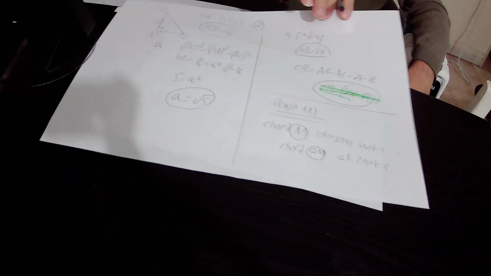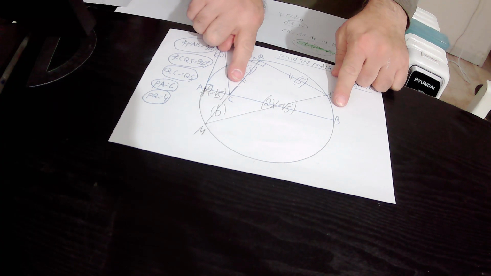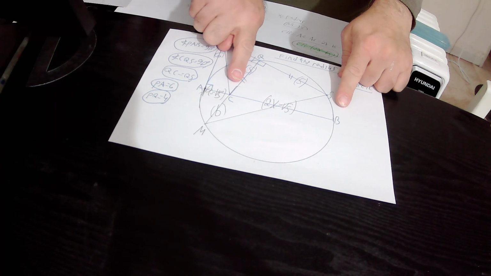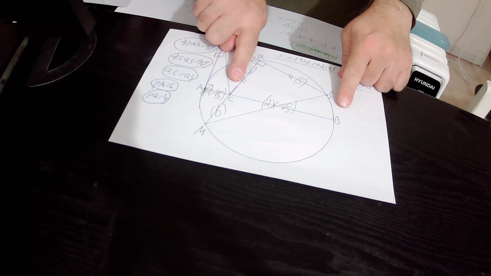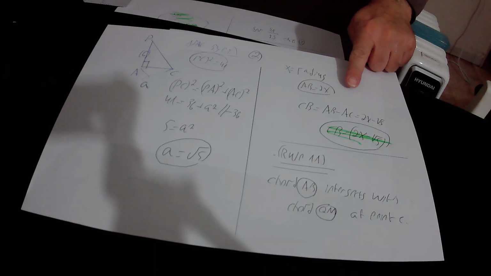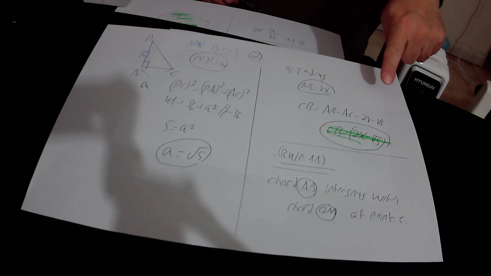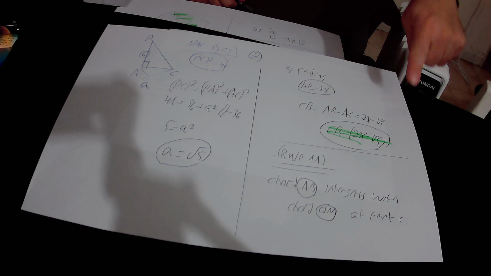What is the length of CB? From the drawing it is very easy to see that CB equals AB minus AC. So CB equals AB, that is 2x, minus AC, that is square root of 5. So in total CB equals 2x minus square root of 5. Repeat again, CB equals AB minus AC. AB is 2x and AC is square root of 5, so CB equals 2x minus square root of 5.